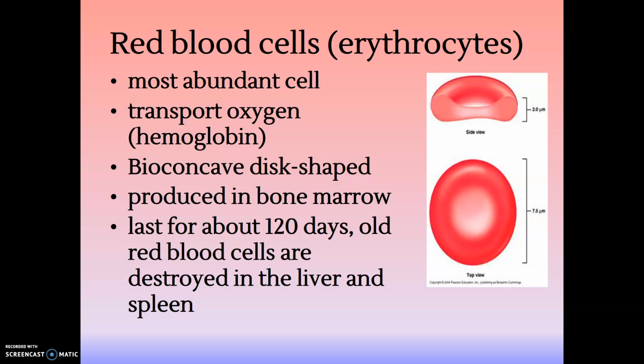These cells are produced in the bone marrow and generally last about 120 days, and then they're signaled for deletion in the liver and spleen, which function to filter our blood for old and dying red blood cells.